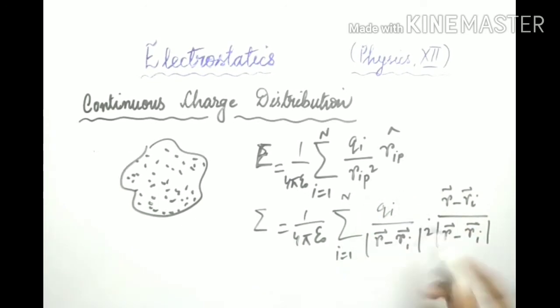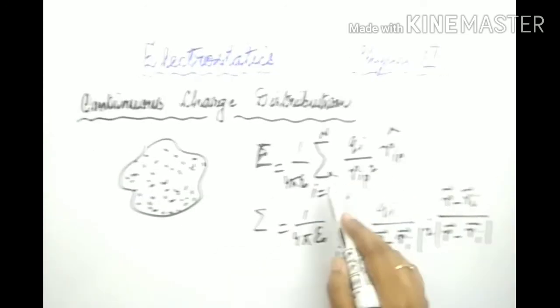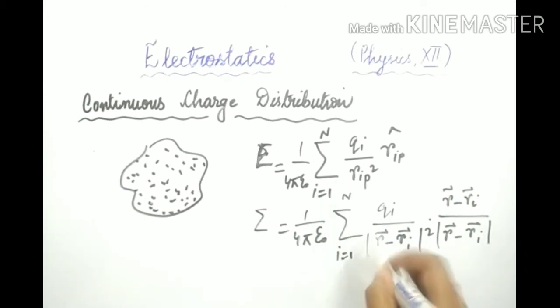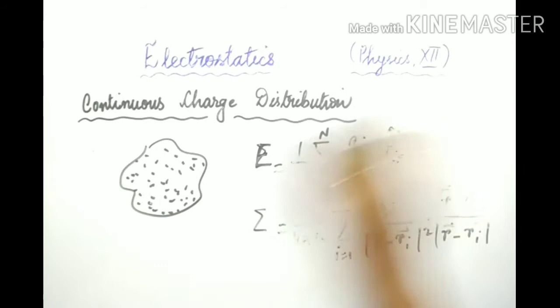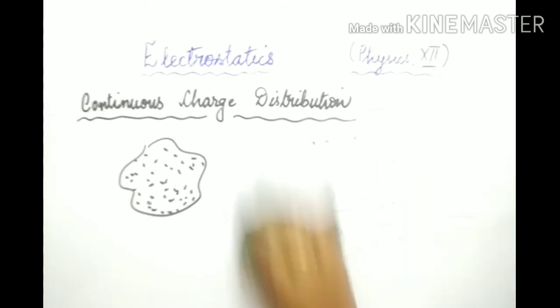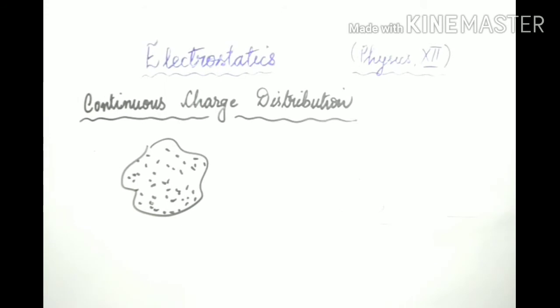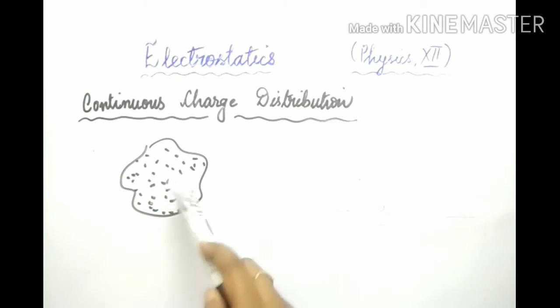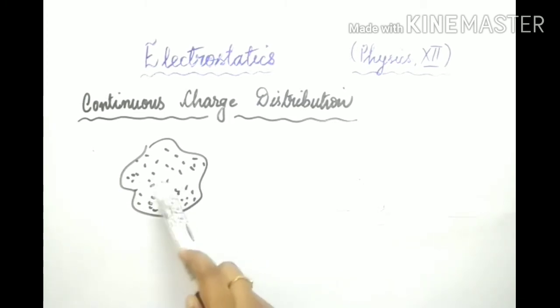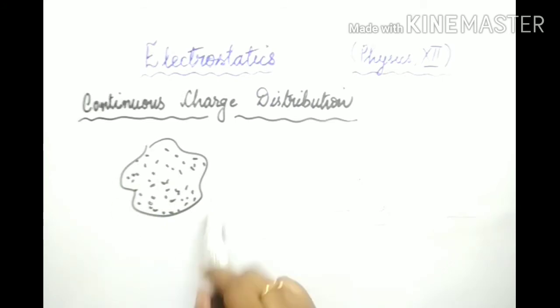So this was all about the charge system due to a discrete set of charges, that means when you are able to distinguish one charge from the other. Today we are going to learn about continuous charge distribution. So what is continuous charge distribution? Suppose there is a charge system where the charges are closely packed, that is there are an infinite number of charges and there is very little space between the charges. This is known as a continuous system of charges, or continuous charge distribution.